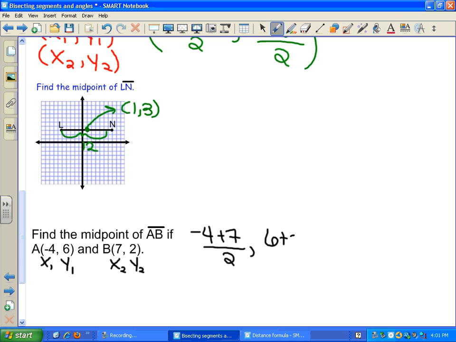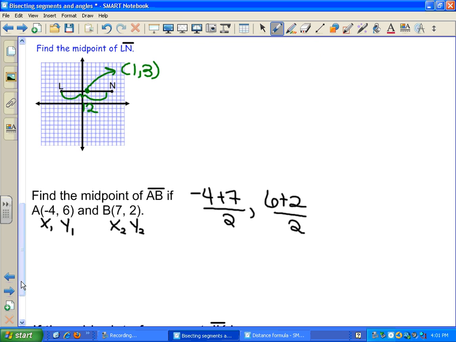So 6 plus 2, and then I'm going to divide by 2. I'm going to simplify the numerator first. So -4 plus 7 is 3 over 2. We're going to leave it as 3 halves.